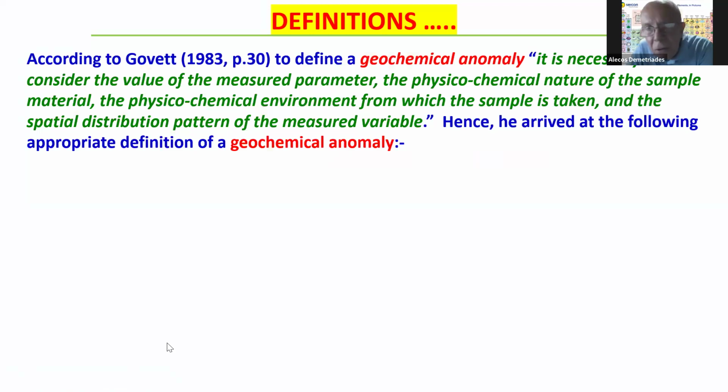Now, these are some of the definitions which are very good for you to have in mind, and it's a long history. According to COVID, I don't know if some of you met him. I have, and he was a good friend. He has defined geochemical anomaly. It is necessary to consider the value of the measured parameter, the physicochemical nature of the sample material, the physicochemical environment from which the sample is taken, and the spatial distribution pattern of the measured variable. Hence, he arrived at the following appropriate definition of a geochemical anomaly.